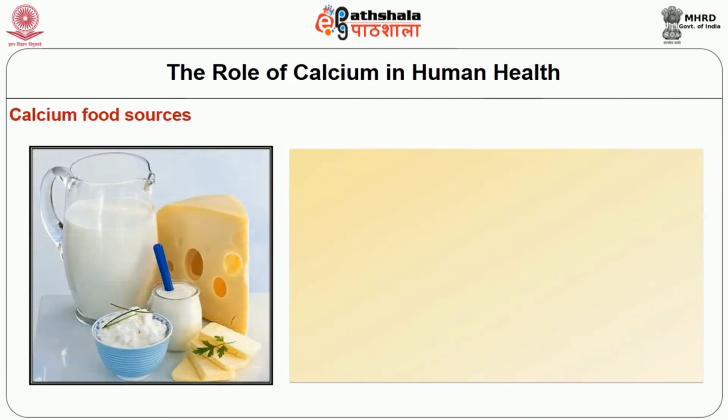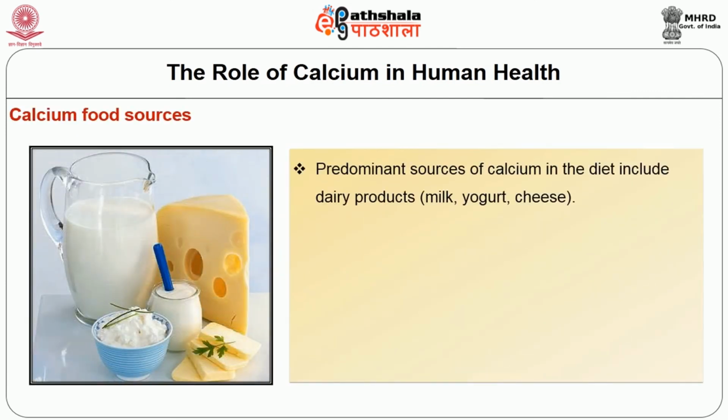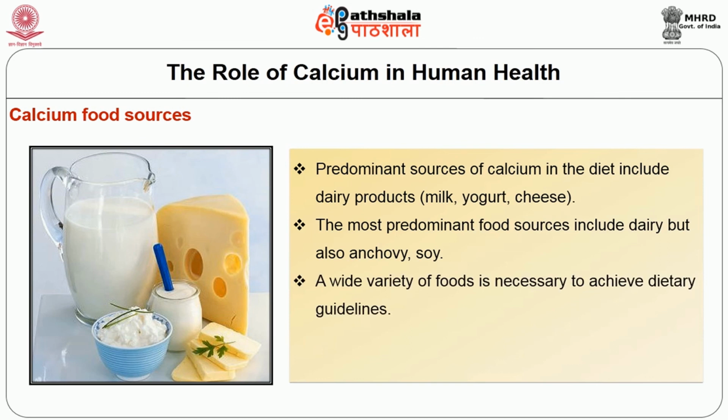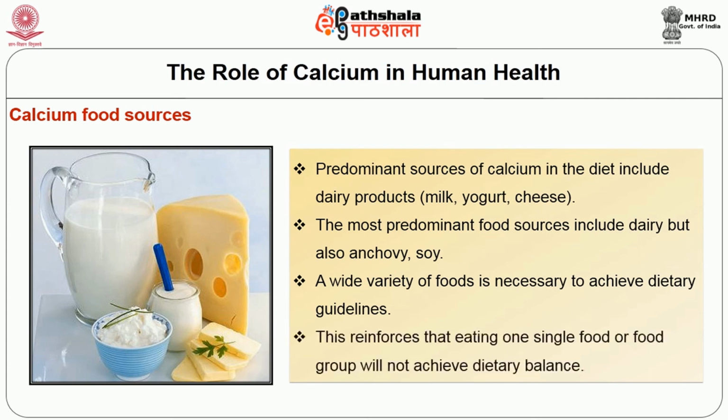Calcium food sources. Predominant sources of calcium in the diet include dairy products like milk, yogurt, cheese, butter, etc. The most predominant food sources include dairy, but also anchovy and soy. A wide variety of foods is necessary to achieve dietary guidelines. This reinforces that eating one single food or food group will not achieve dietary balance.